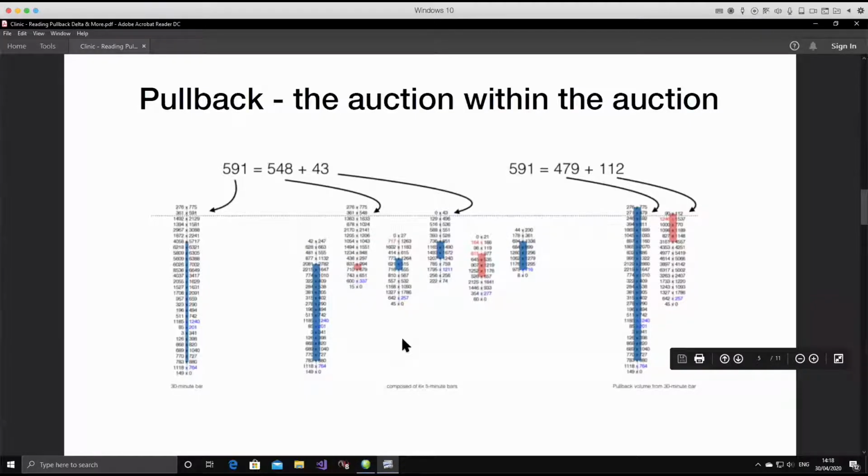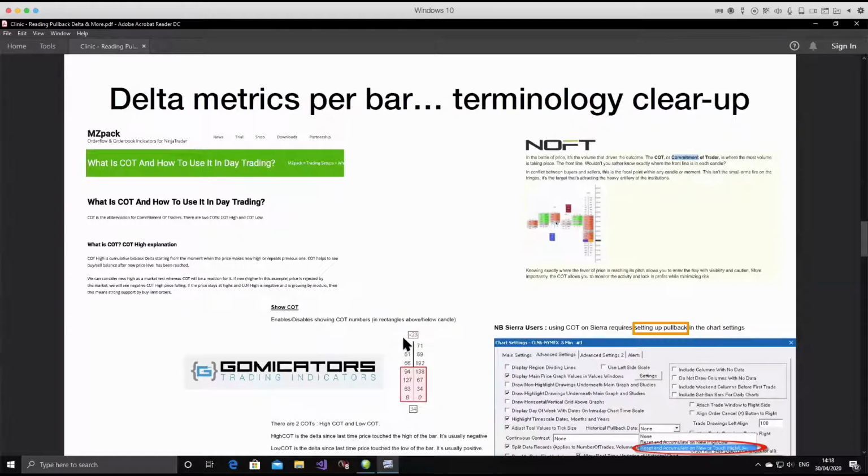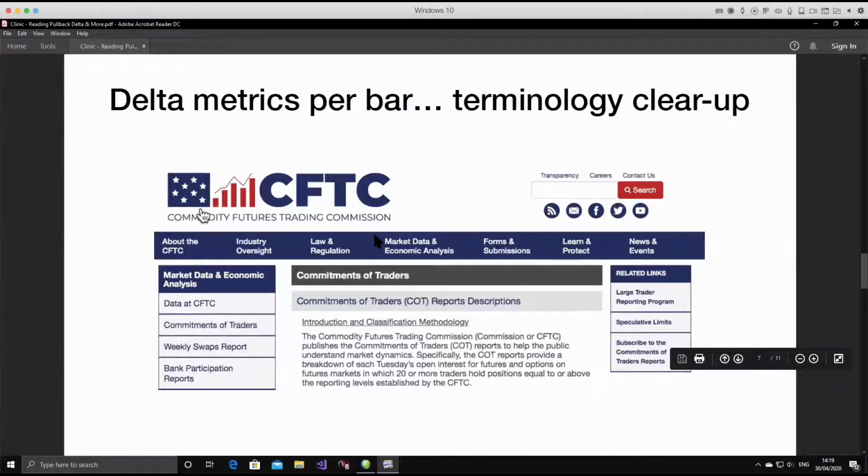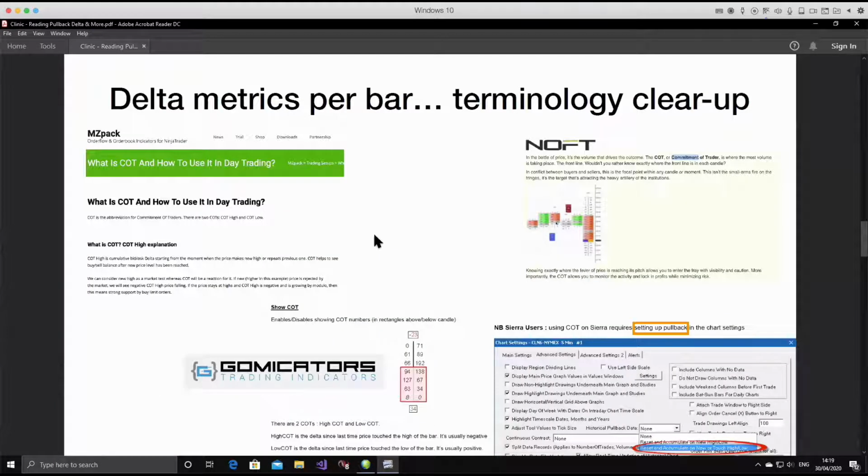Now, I've done a Sierra Chart focus on this session because in NinjaTrader there are various ways of getting to the pullback data. In MZPAC, they call it COT, which is ridiculous, commitment of traders. And it's even more ridiculous when NOFT referred to commitment of traders. They use that phrase, the POC. And GOMI also uses COT to describe pullback delta. This is the only definition of COT that matters. It's the macro report delivered weekly. So I take great exception to pullback delta being called COT.